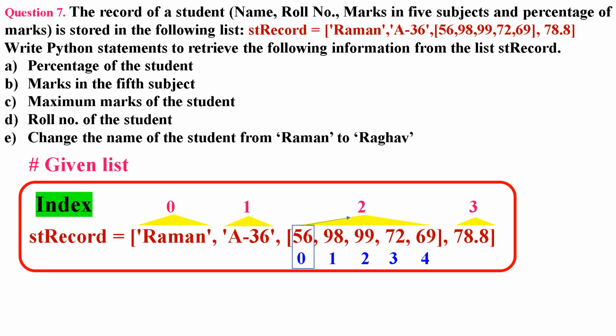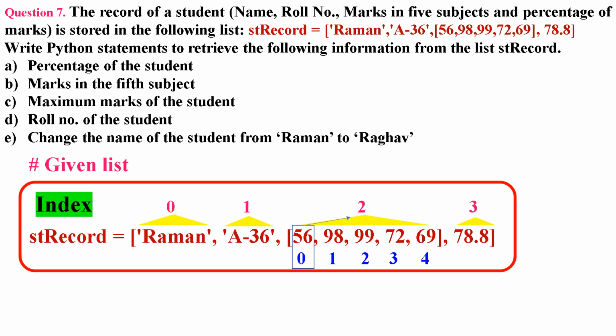Question 7. The record of a student, name, roll number, marks in 5 subjects and percentage of marks, is stored in the following list. STRecord = ['Raman', 'A-36', [56, 98, 99, 72, 69], 78.8]. Write Python statements to retrieve the following information from the list STRecord.